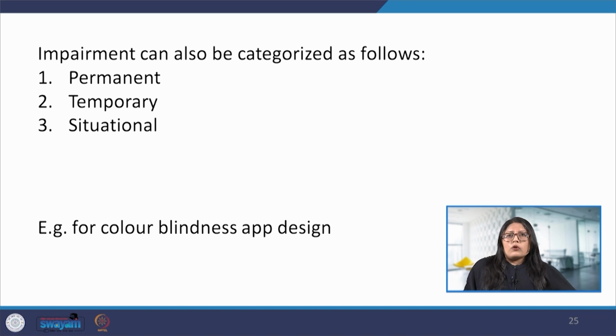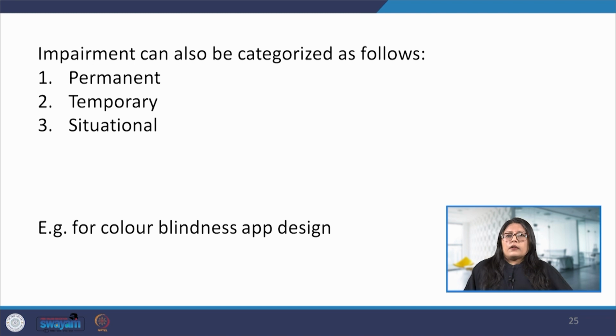So, impairment can also be categorized as permanent, temporary, and situational. Permanent impairment is where a person has been, for example, in a wheelchair for 10 years, and in the future also it looks like they will be using the wheelchair. Temporary could be somebody who has gotten a fractured arm and it will heal in a few months' time.